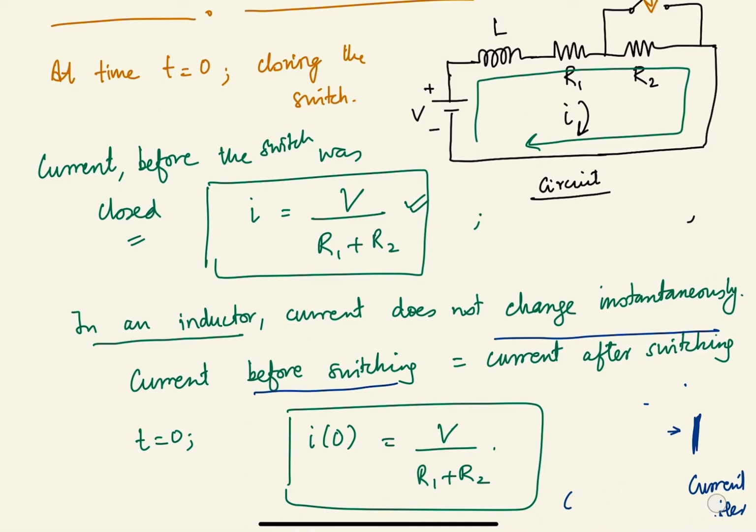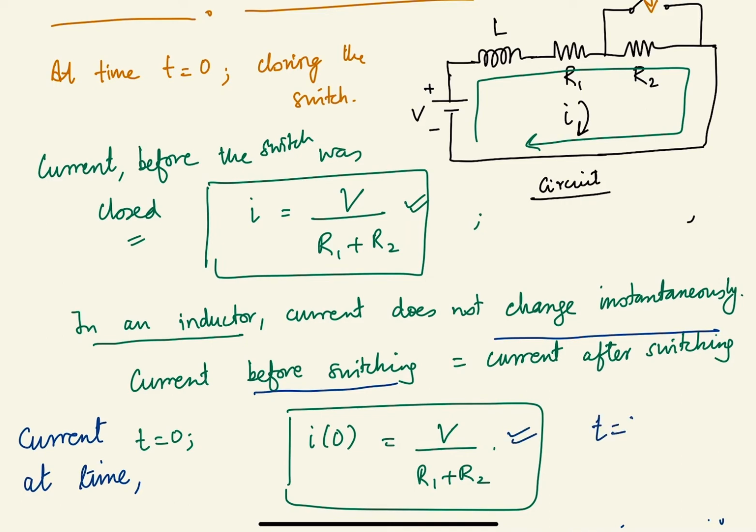So then we can write the equation that I naught, which is the current at time t equal to 0, is equal to V divided by R1 plus R2. So t is equal to 0 is that time at which the switching takes place.